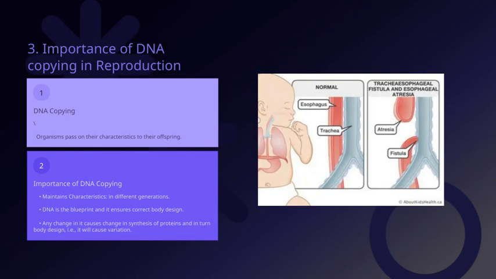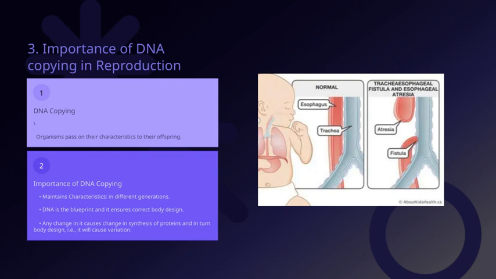Any change in the DNA causes a change in how proteins are synthesized, and this, in turn, affects the body's design. Essentially, this means that even small variations in DNA can lead to differences in characteristics. Think of DNA as the blueprint for constructing the body. It's what ensures that our body develops correctly and maintains its characteristics across different generations. This consistency is crucial because it allows traits to be passed down reliably from parents to offspring.